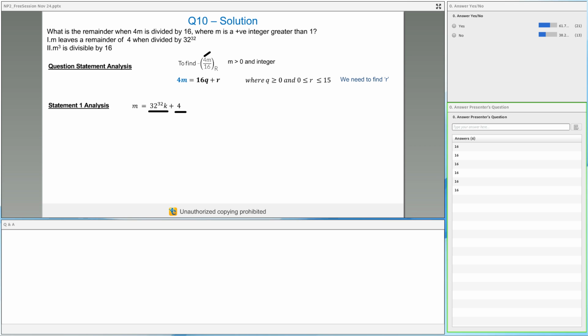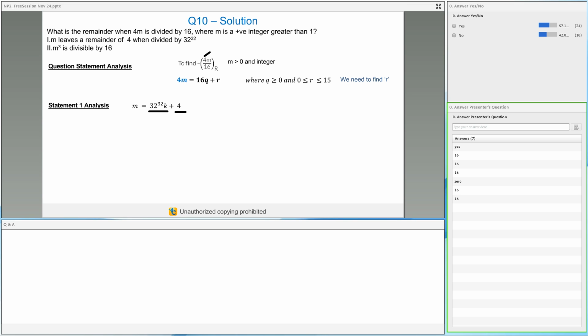Tell me, is this clear or not? Kindly mark yes if this is clear. I can see a lot of you are saying no. So let me explain it in a different way. I hope this makes you understand this.